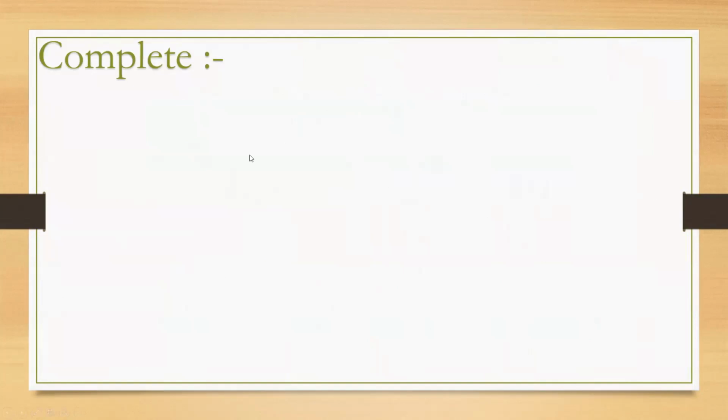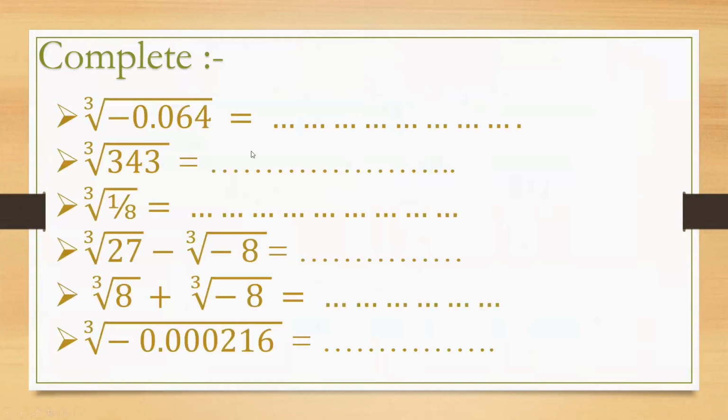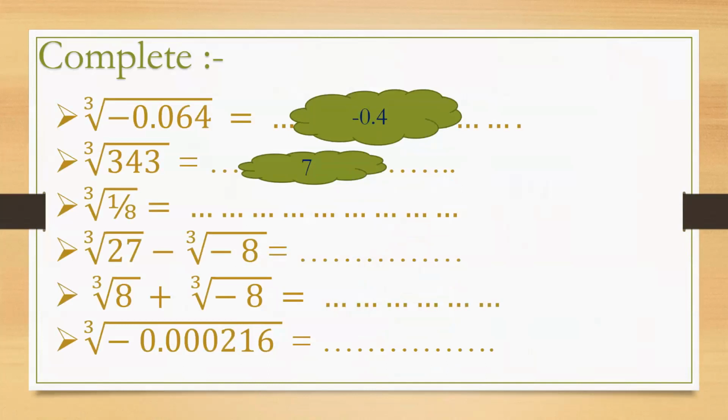First, I want to know the cube root of negative 0.064. It will be negative 0.4. The cube root of 343 will be 7. The cube root of 1 over 8 equals 1 over 2.